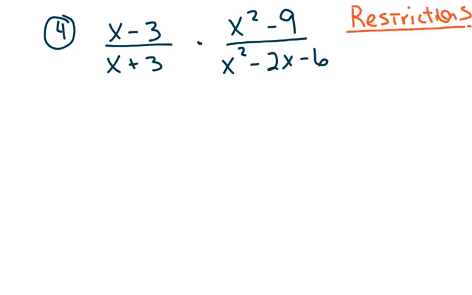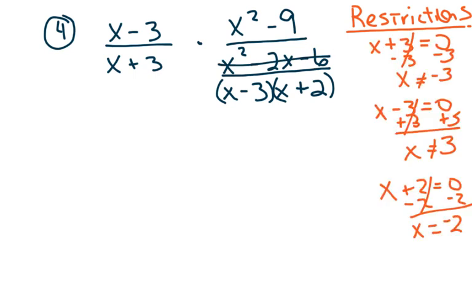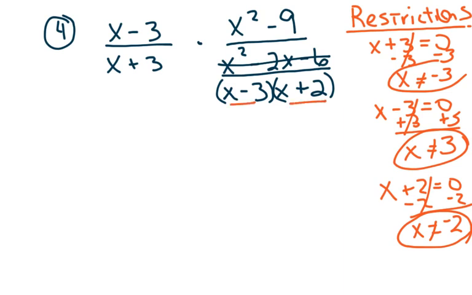Now what you might notice here is we actually need to factor this denominator before we find the restrictions. So if you use your calculator, put that denominator, x squared minus 2x minus 6, in there, you're going to find that your factors are -3 and +2. Now find your restrictions. So here are your restrictions. x cannot equal -3, x cannot equal +3, and x cannot equal -2. Hopefully you see now why we needed to factor that first. It just makes it easier to find the restrictions.